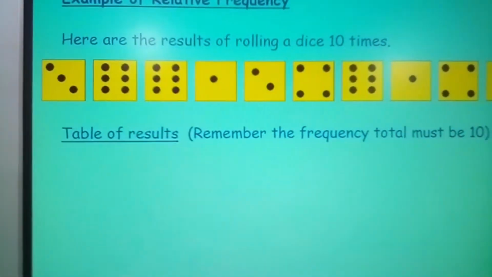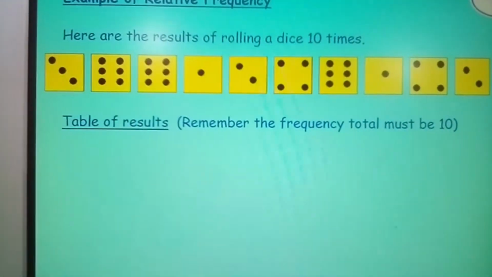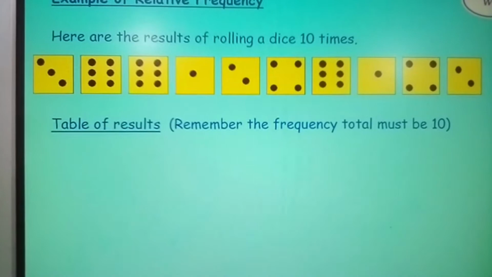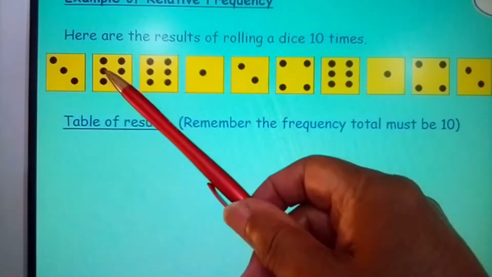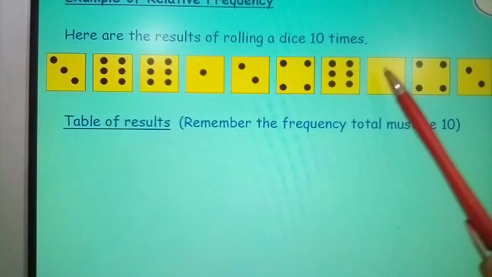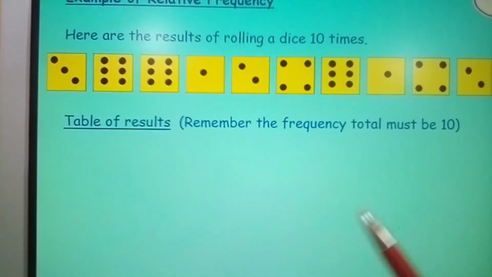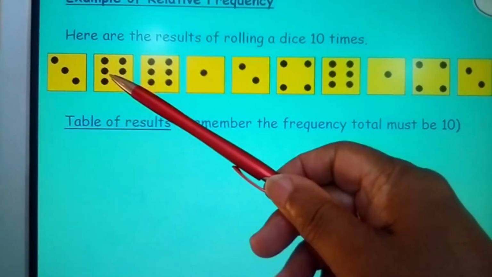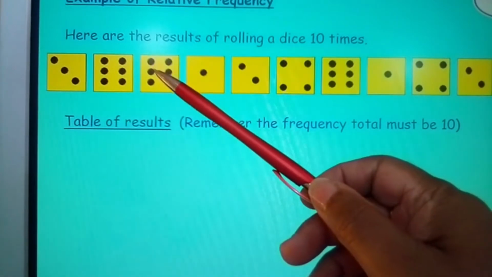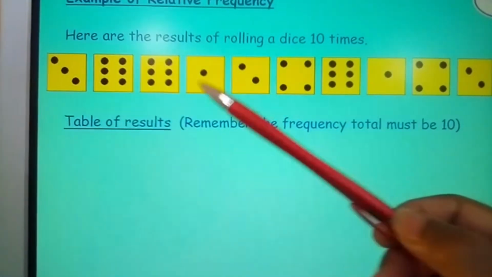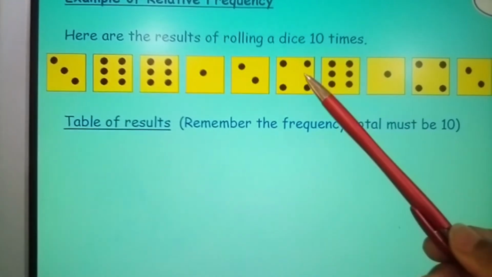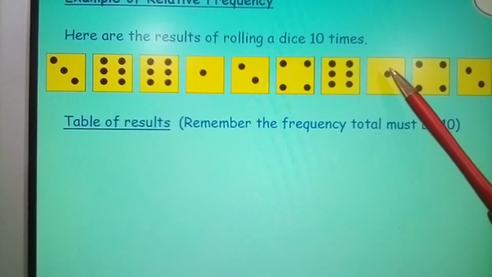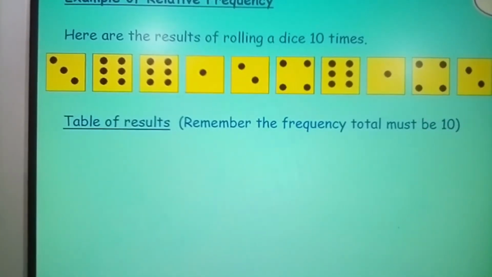Just pan back. Now here are the results of rolling a dice 10 times. So we have 1, 2, 3, 4, 5, 6, 7, 8, 9, 10 times. We roll the dice first and we got a 3. Second time, we got 6. Third time 6. Fourth time 1. Fifth time 2. Sixth time 4. Seventh is a 6. Eighth is a 1. Ninth is a 4. Tenth is a 2.